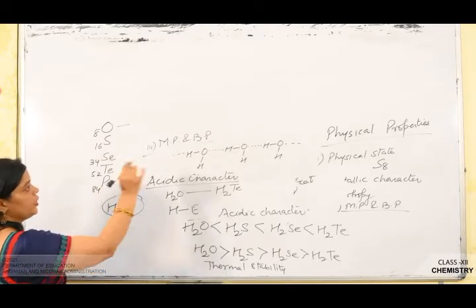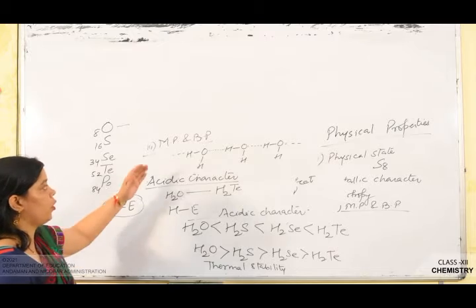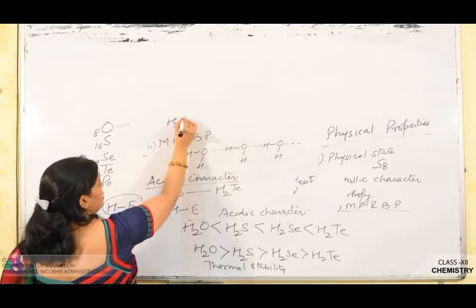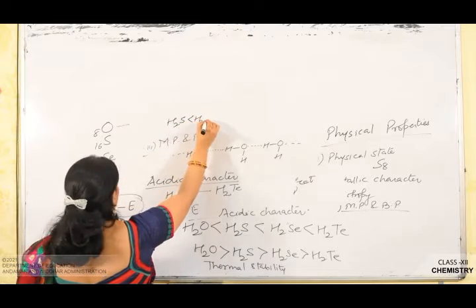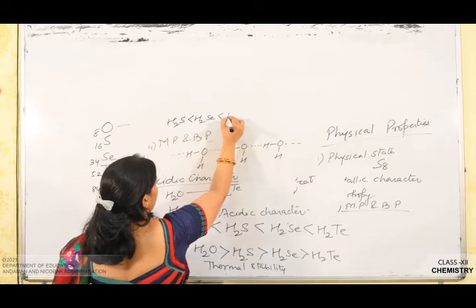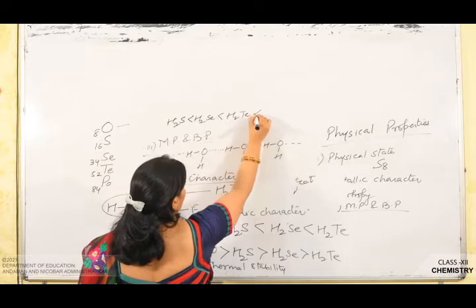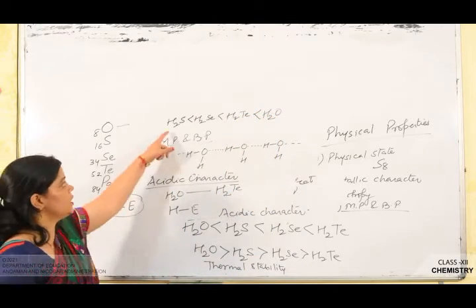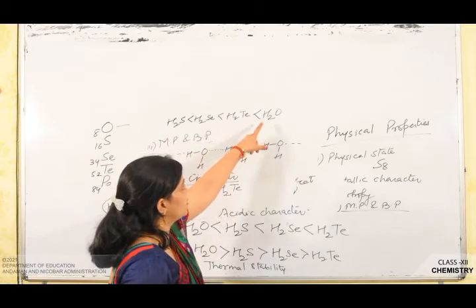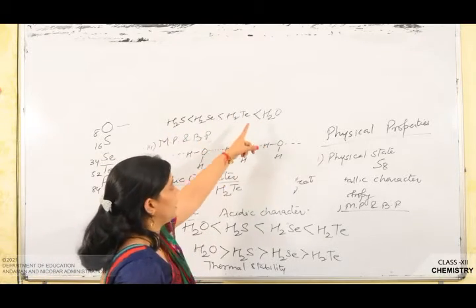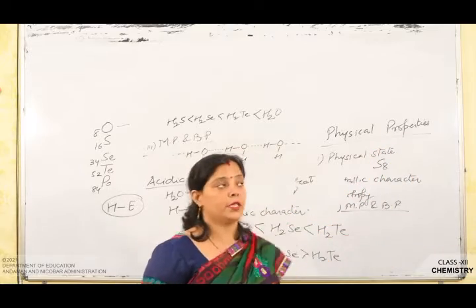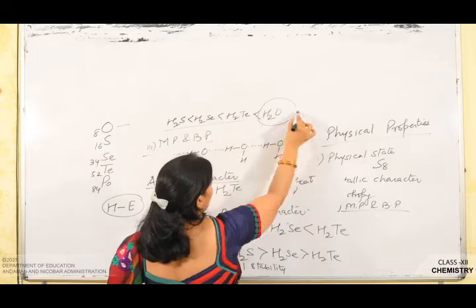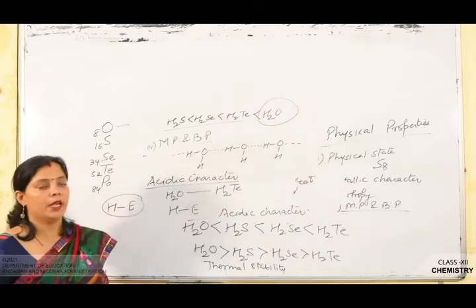So how do we arrange the hydrides of group 16 in order of increasing melting and boiling point? H2S has the lowest, then H2Se, then H2Te, and water has a very high melting and boiling point. In this way we arrange the hydrides of the group 16 elements in order of increasing melting and boiling point. Here a regular trend is observed, with one difference: H2O has exceptionally high melting and boiling point.